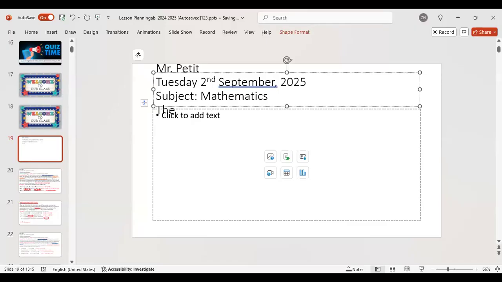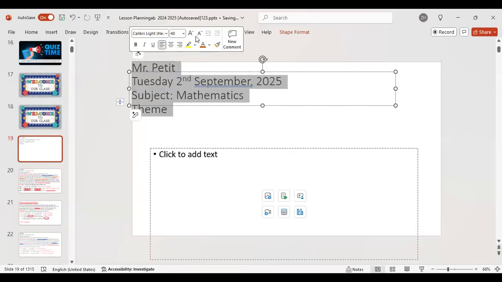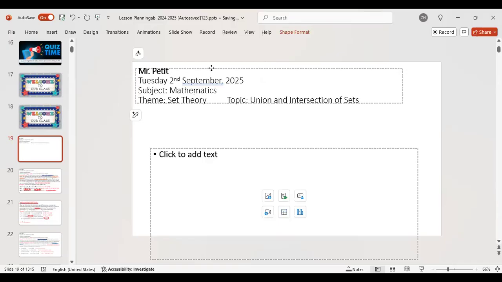And the theme, can anyone remember the theme from yesterday? What's the theme that we're doing? Set theory. Set theory, yes. That's the theme. So the theme is set theory. And today the actual topic is union and intersection of sets. Union and intersection of sets.